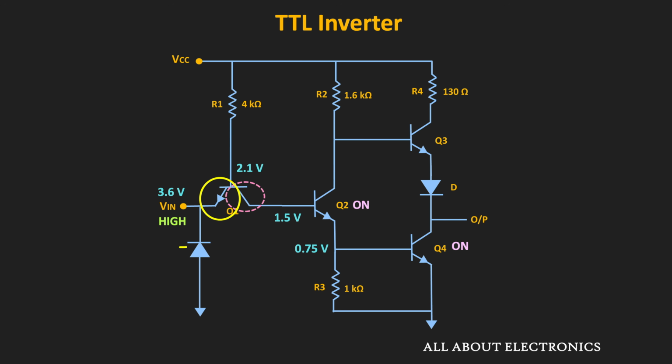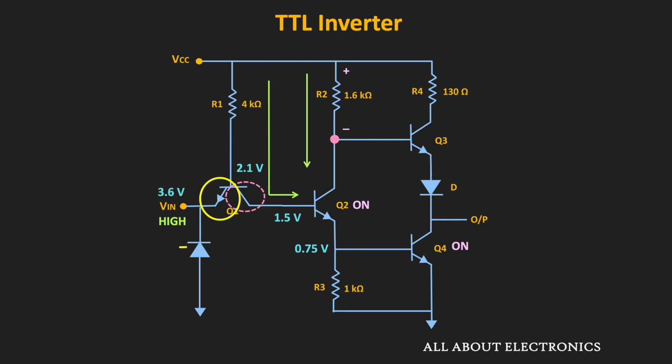And due to that, through this R1, the current will flow into the base of the Q2 instead of going in the other direction. So now, the Q2 and Q4 will operate in the saturation, and because of that, a large amount of current will flow into the collector of the Q2. So due to this flow of current, the voltage drop across the R2 will be more. And due to that, now the voltage at the base of the Q3 will be less, and it will not be enough to turn on this Q3.